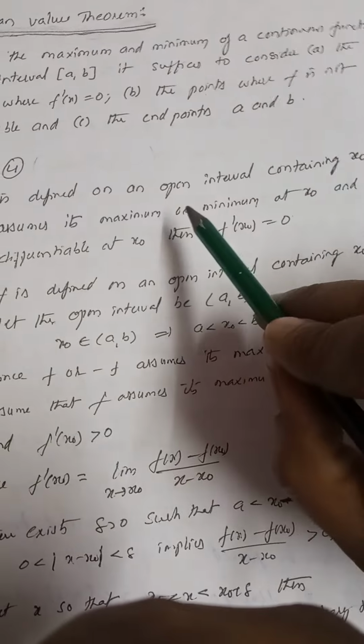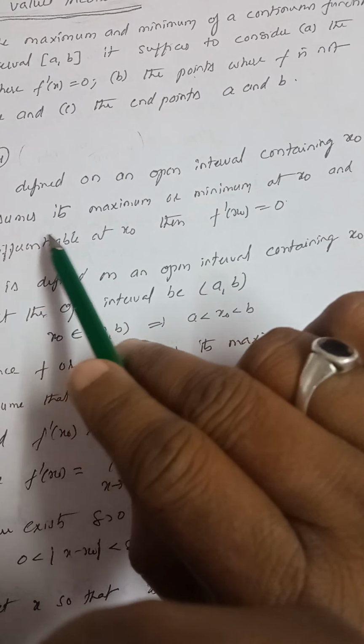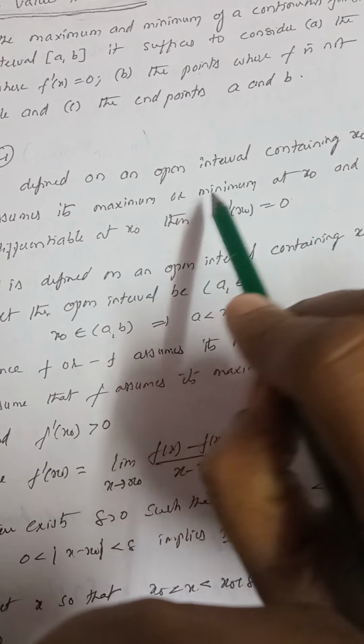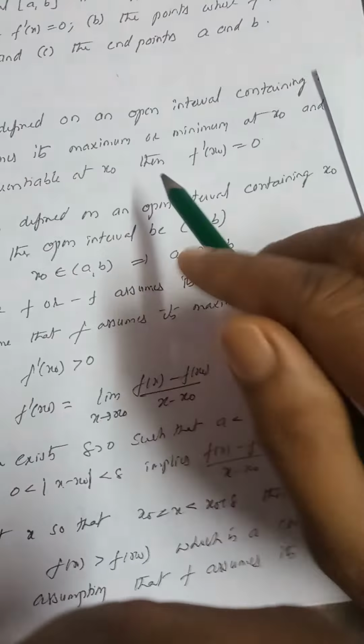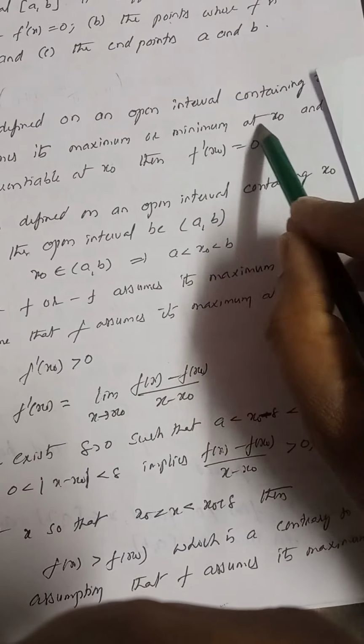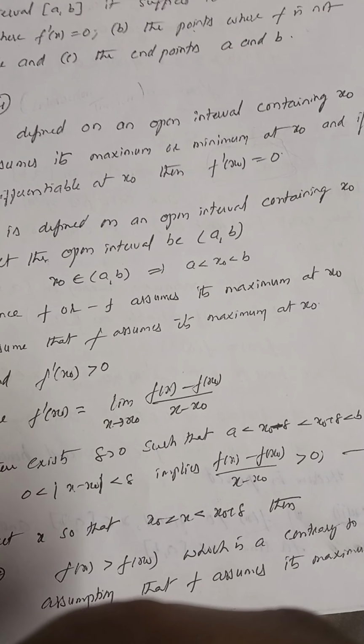Now, theorem. If f is defined on an open interval containing x naught, if f assumes its maximum or minimum at x naught, and if f is differentiable at x naught, then f'(x naught) is equal to 0. This is the given data.